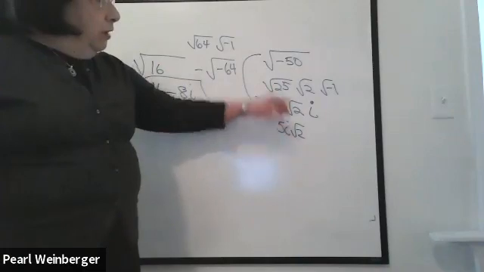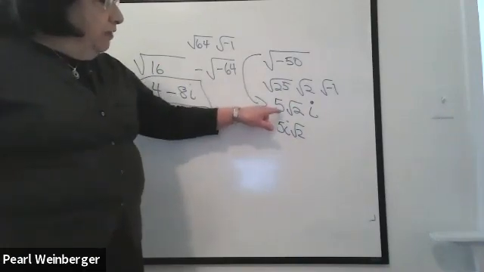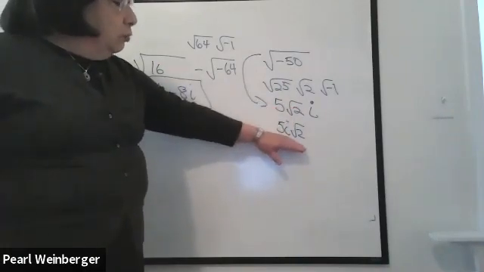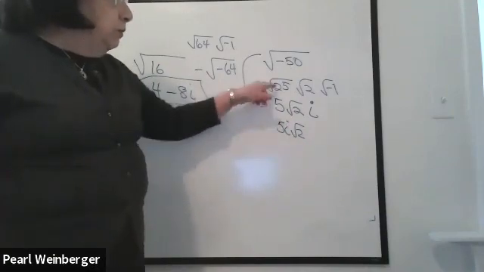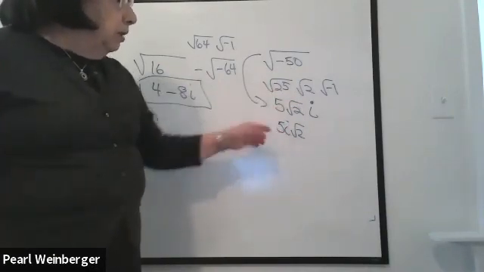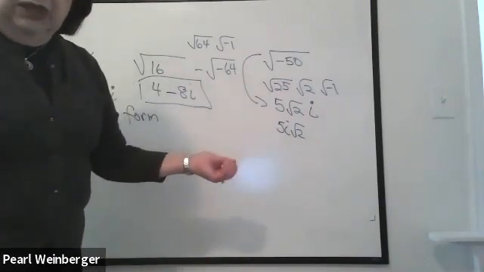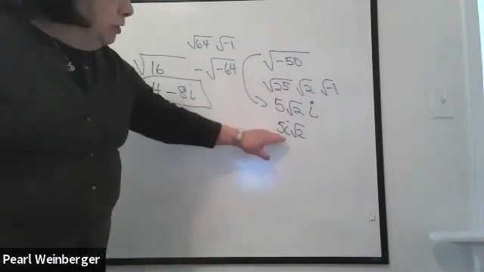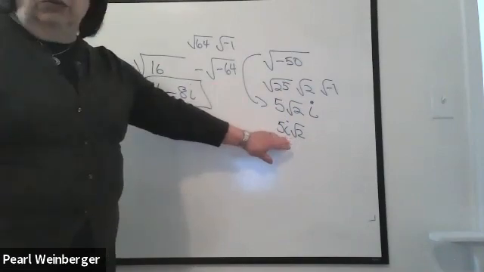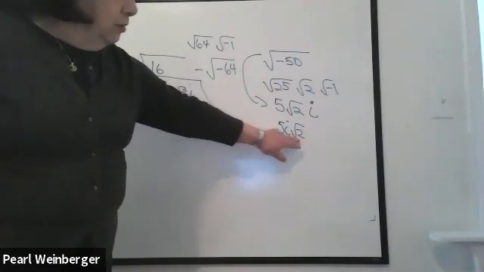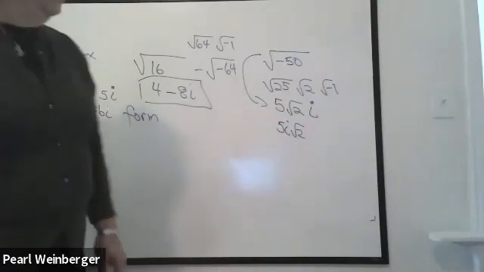So the better way of writing this, instead of writing 5 radical 2i, it's better to write 5i radical 2. Remember, these are just 3 numbers that you're multiplying. It doesn't matter when you're multiplying what order you put those numbers in. Usually we put the numbers outside the radicals in the beginning and the radical part second.